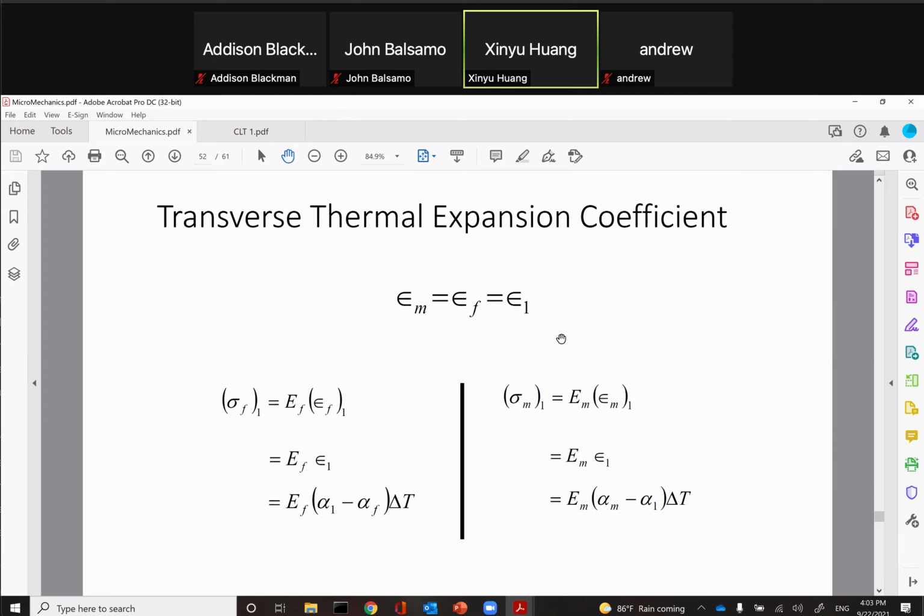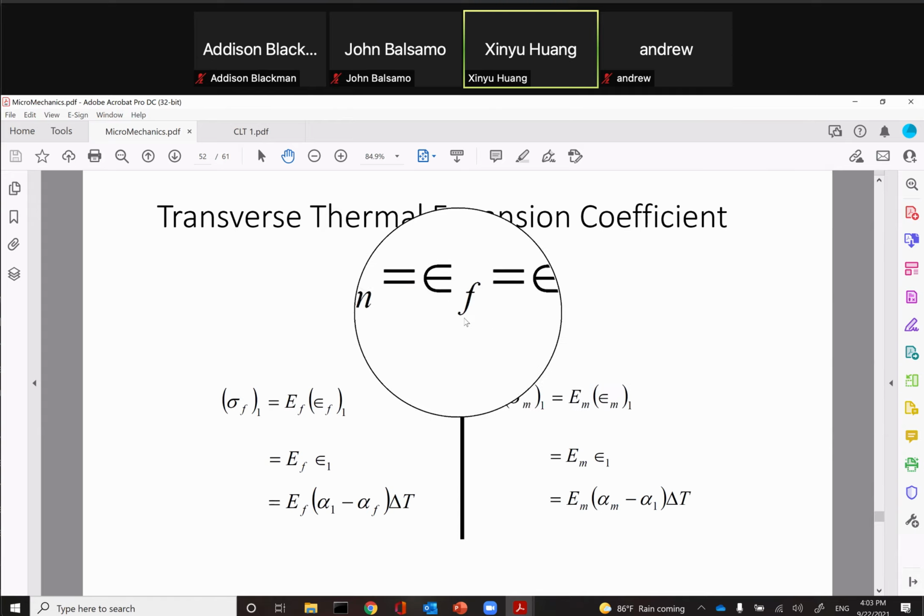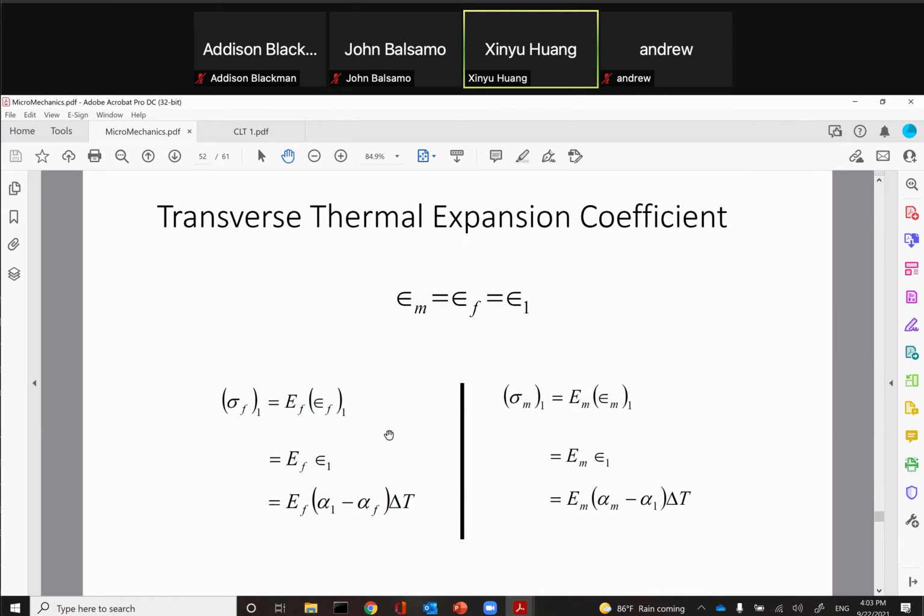That will result in a stress in the fiber and matrix direction, even though you're looking at the transverse direction expansion. So there will be some stress due to the strain in the one direction. If the fiber direction strain is this number, you can calculate the fiber direction stress. Use Hooke's law. This is Hooke's law. Again, that equals this.